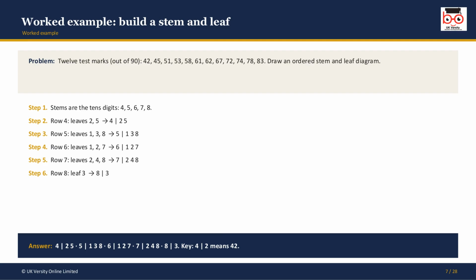Let's build one. We've got 12 test marks out of 90: 42, 45, 51, and so on up to 83. The tens digits give us stems of 4, 5, 6, 7, and 8. In the 4 row go the leaves 2 and 5, so a stem of 4 with leaves 2, 5. The 5 row takes 1, 3, 8. The 6 row 1, 2, 7. The 7 row 2, 4, 8. And the 8 row just a single 3. Line those up and you've a neat ordered stem and leaf. With the key, a stem of 4 and a leaf of 2 means 42.